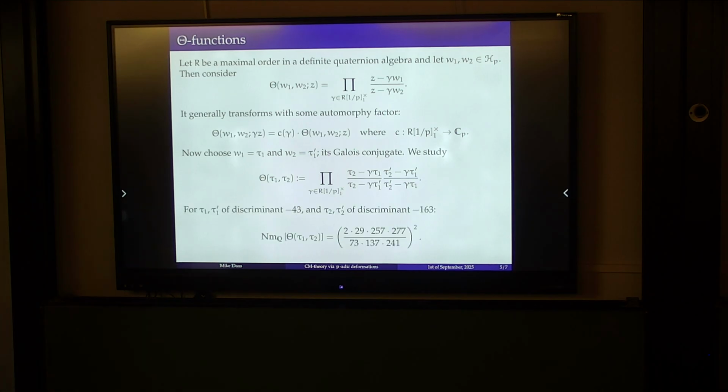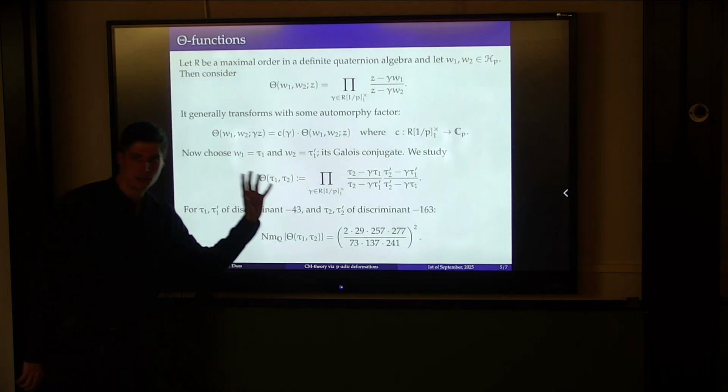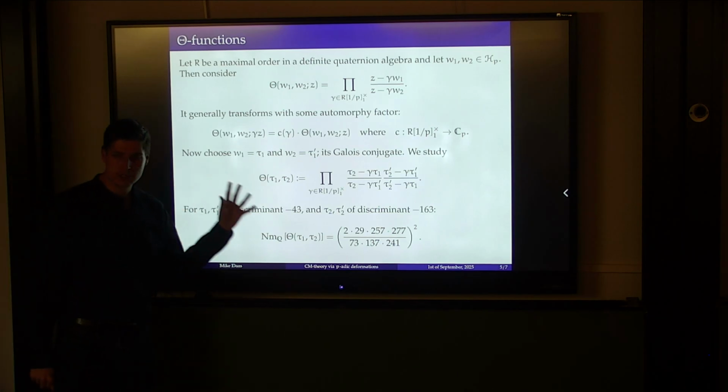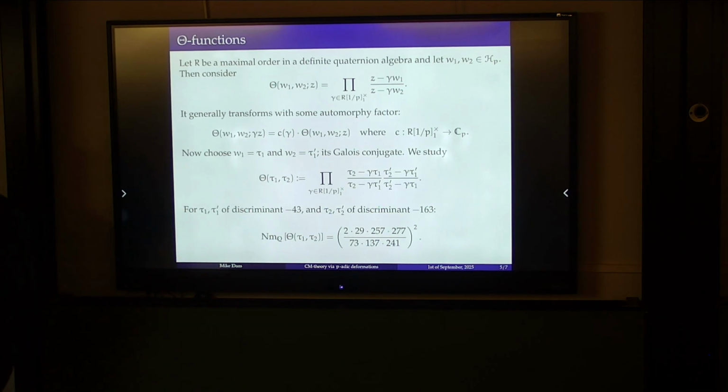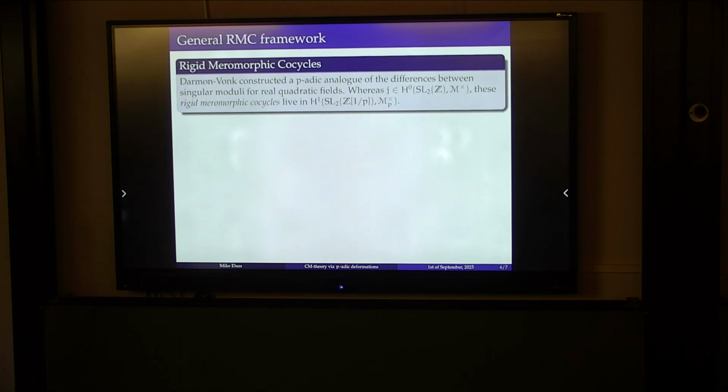If you do, for example, discriminant minus 43, minus 163, you'll find this Gros-Aguet style factorization of the norm. And this was what my theorem was about. The reason why we care about computing these kinds of infinite p-adic products is not just that it's nice to generalize the results by Gros and Aguet, but also because it's connected to something which has been cropping up recently, which is the theory of rigid meromorphic cocycles.